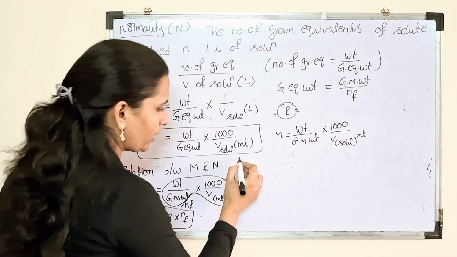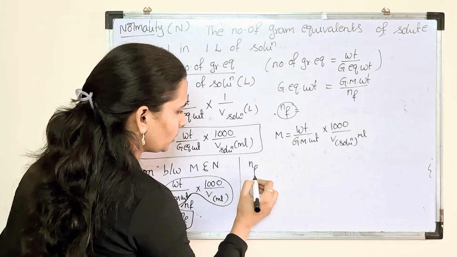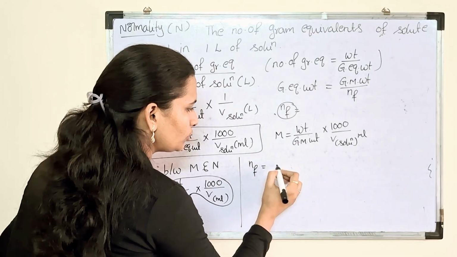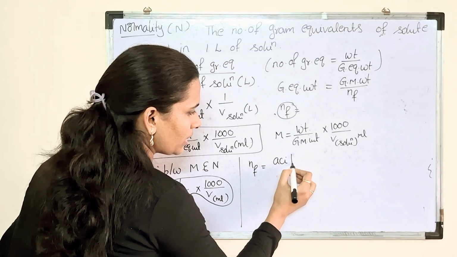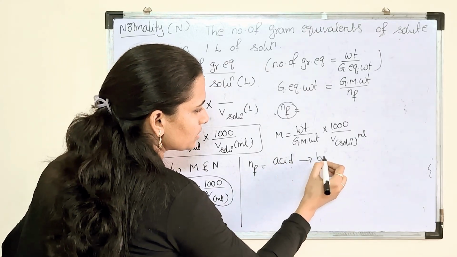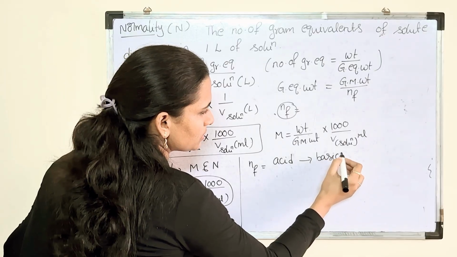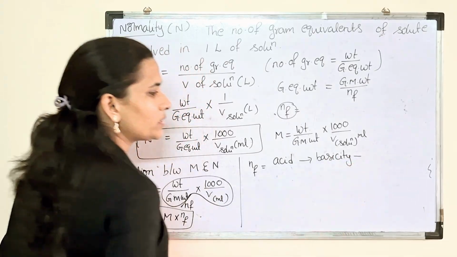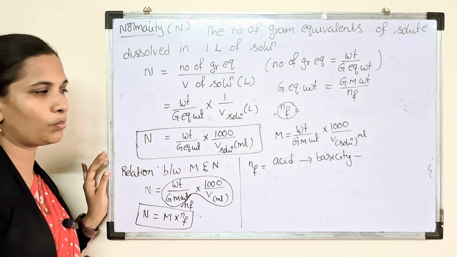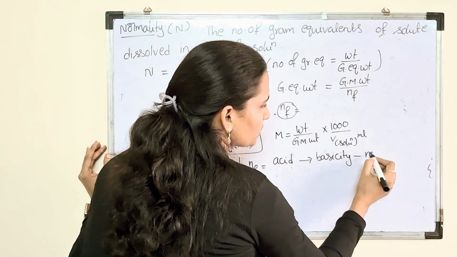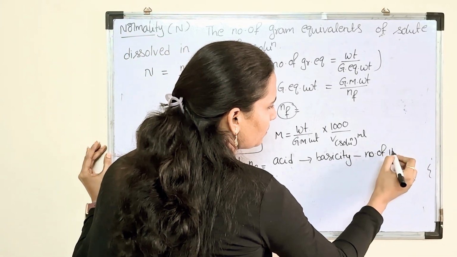Now, coming to the n factor. What is the n factor? If the given solute is an acid, then the n factor is the basicity. So what is basicity? It is the number of replaceable H plus ions.